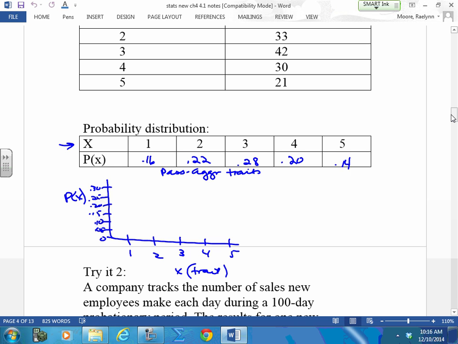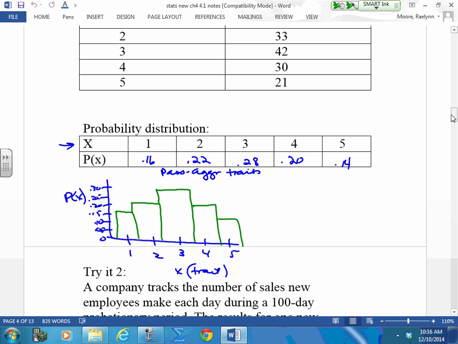So, I do my bars. At 1, I'm 0.16. Remember doing this? At 2, I'm 0.22. At 3, I'm 0.28. They have to touch. Now, they're okay touching because we use this as a midpoint of our bar. So if we went from 1 to 2, we would be in trouble. These are like the midpoints of our bars. 0.20 under this, and 0.14. Okay?